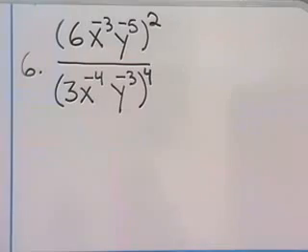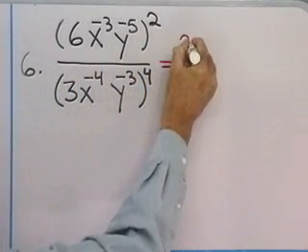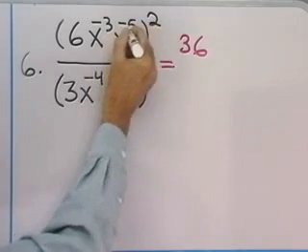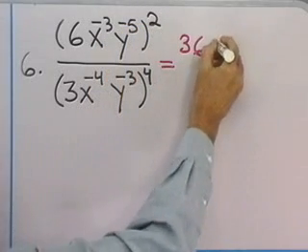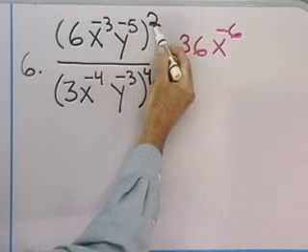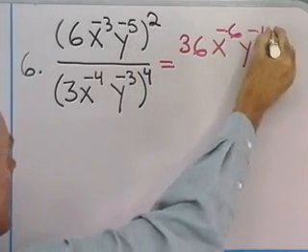Here it is. Here I have 6 to the 2nd power. That's going to be 36. I have x to the negative 3 to the 2, so a power raised to a power, and multiply exponents and get negative 6. Y to the negative 5th to the 2nd power, again I multiply exponents and I get y to the negative 10th.